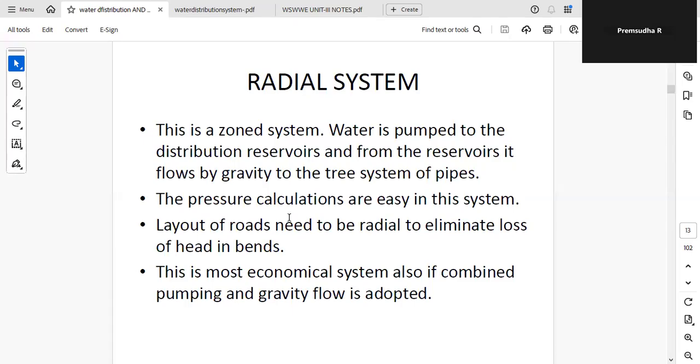This is a zoned system. Water is pumped to the distribution reservoir, and from the reservoirs it flows by gravity to the tree system of pipes. The pressure calculation is easy in this system. Layout of roads needs to be radial to eliminate the loss of heating winds. So this is the most common, most economical system. Also, it combines pumping and gravity service.